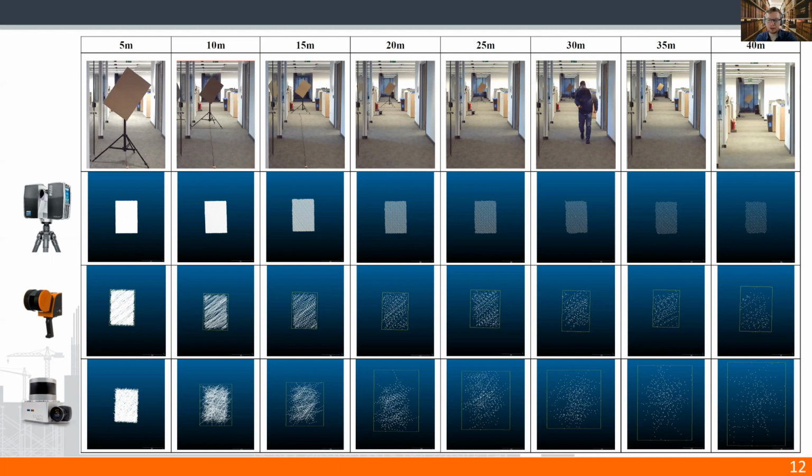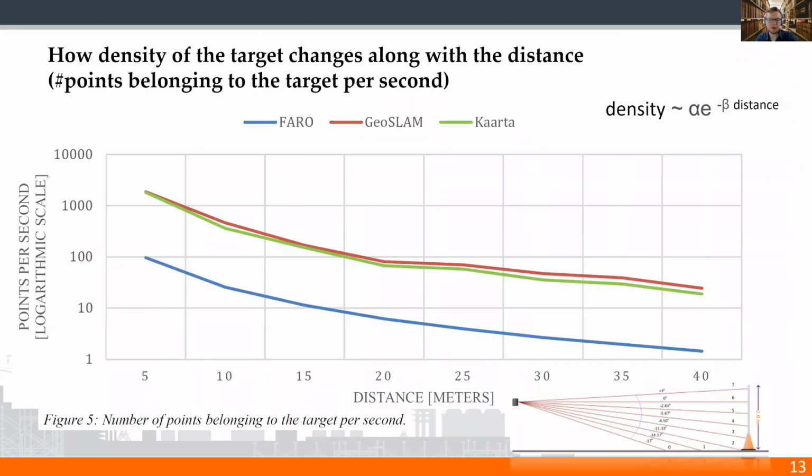We can also notice that the scans in the last 2 rows become less and less recognizable along with the distance. In fact, from around the 20th meter, it is even hard to notice what the shape of the target is. I have further analyzed the results quantitatively and presented them in 3 graphs.